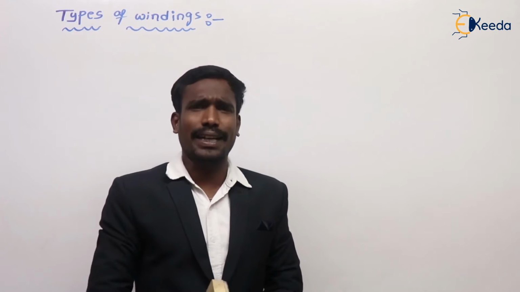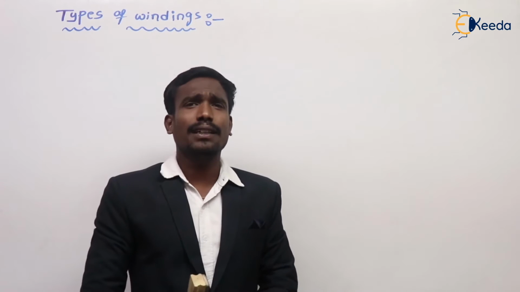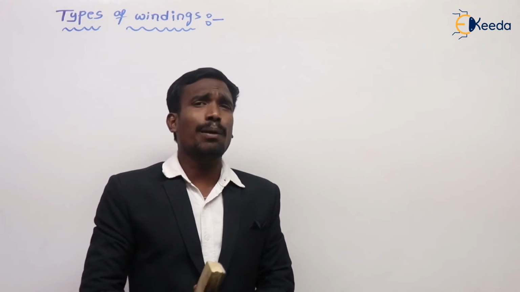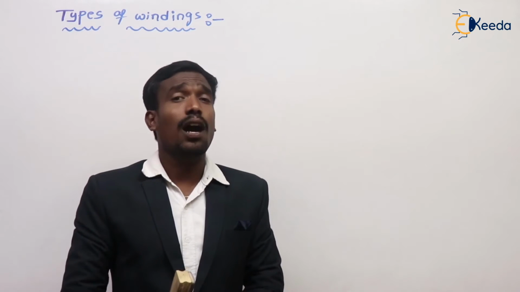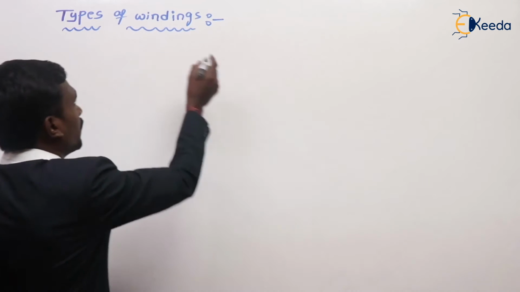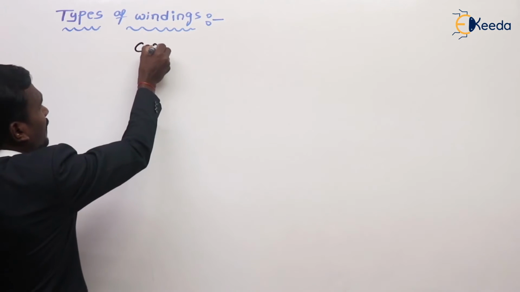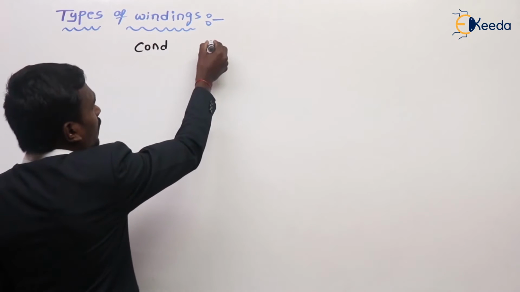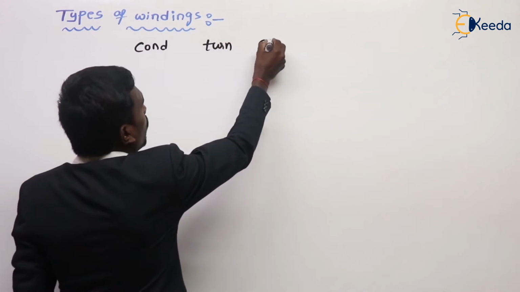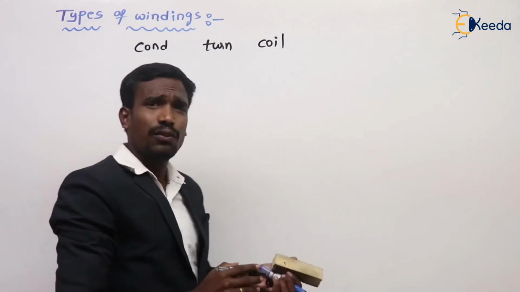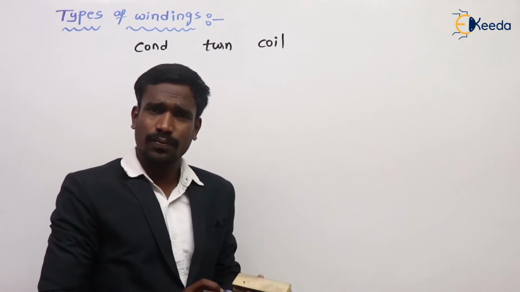Let's discuss windings. Before that, we should know what is a coil, what is a turn, and what is a conductor. These three terms are very important. First of all, what is a conductor? And next one, what is a turn? And next one, what is a coil? We should know about these three words.